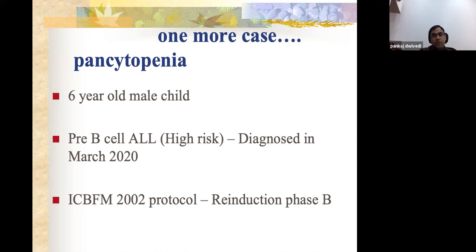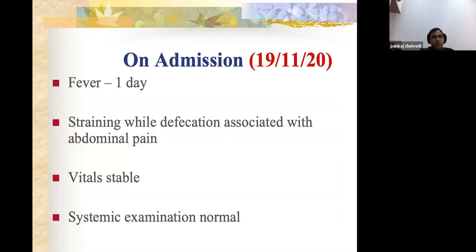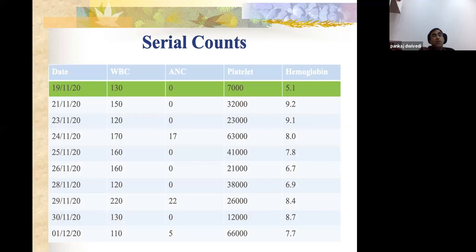We are treating with the BFM protocol, and he came to us this time in reinduction phase B. These are the chemotherapy agents he is receiving: 6-TG, 6-thioguanine, cytarabine, and intrathecal methotrexate. Now he has had fever for 1 day and some difficulty. Vitals were stable, system examination normal. This is the presentation count: WBC 130, ANC 0, platelets 70,000, hemoglobin 5 point.